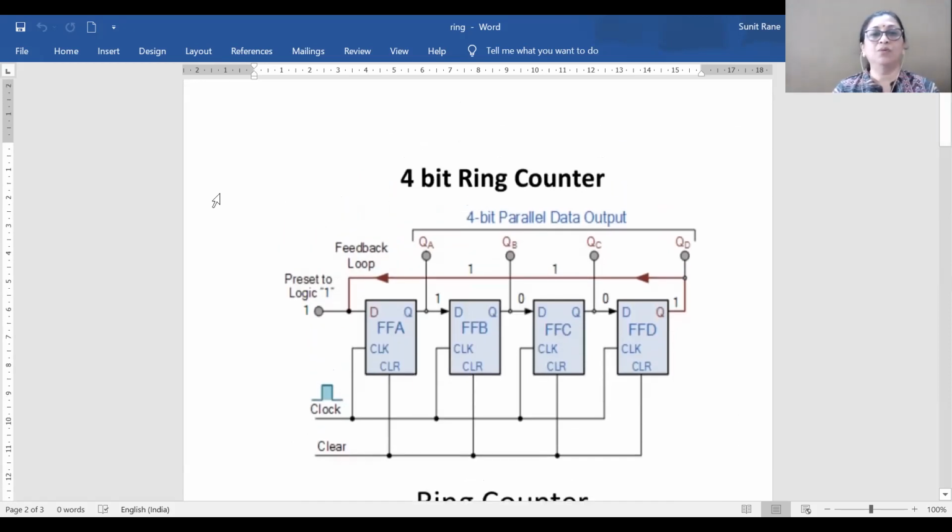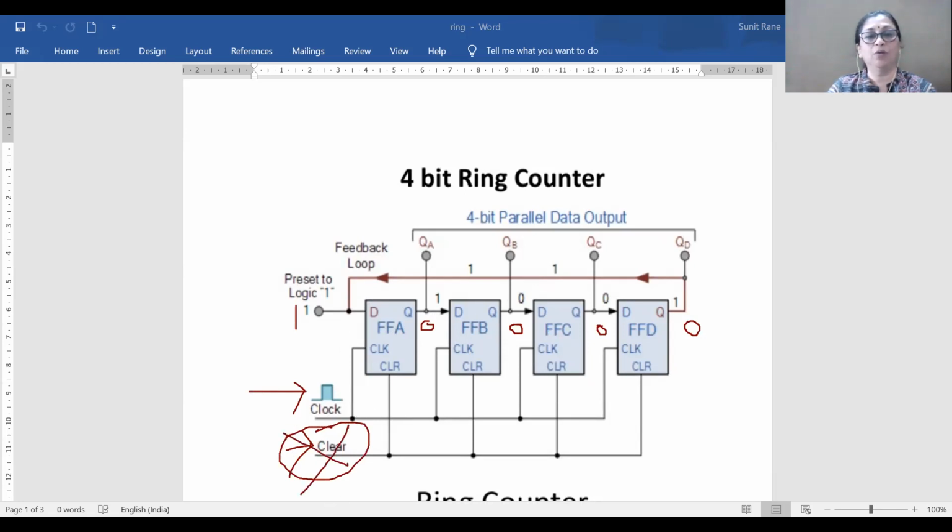So as you can see, initially if we apply a clear signal here, then all the outputs of the flip-flops will be 0. So once you reset this, then you are going to apply logic 1 to this D input, and then apply a clock pulse, and at this time deactivate this clear. So remember to deactivate this, otherwise the output will always be 0.